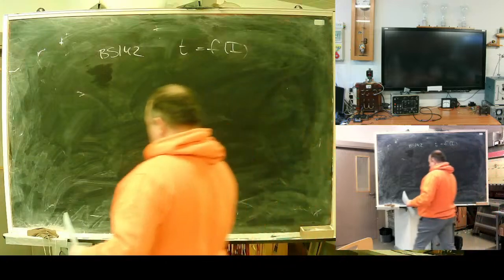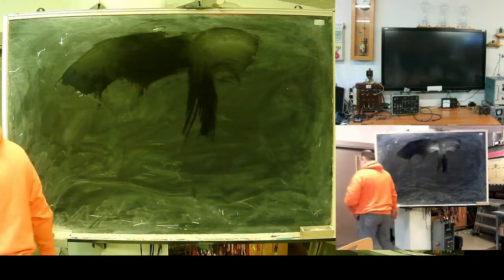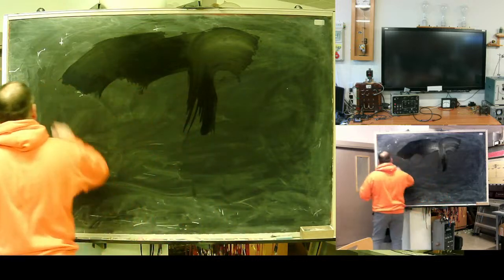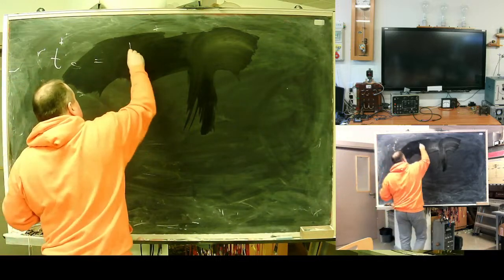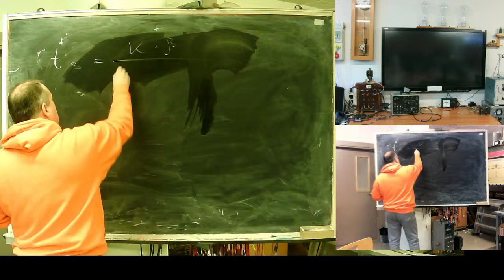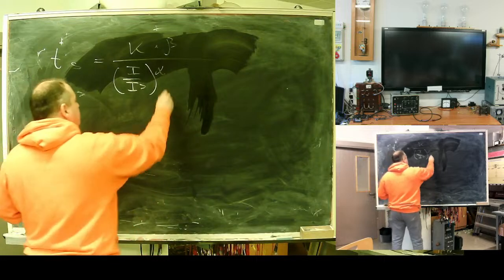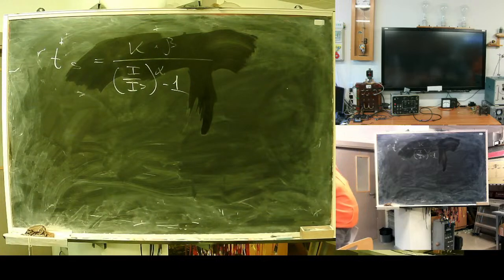BS 142 sets four main types of characteristics. Time in seconds equals time multiplier beta divided by the current against pickup current to the power of alpha minus 1. Here is the common formula for BS 142. The standard defines four basic types of characteristics.